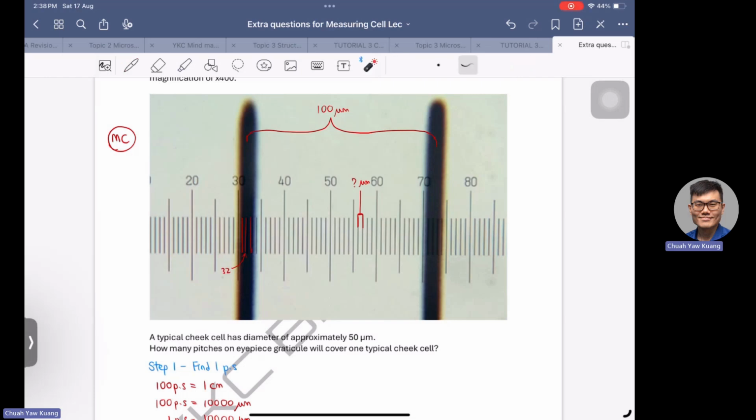Yeah, the eyepiece reticule is 30, 31, 32. So we will state that this line 32 is overlapping with the stage micrometer line. While this one, 70, 71, 72, 73. So for this one, we will state that 72. Yeah, line 72 of the eyepiece reticule is overlapping with the stage micrometer line.